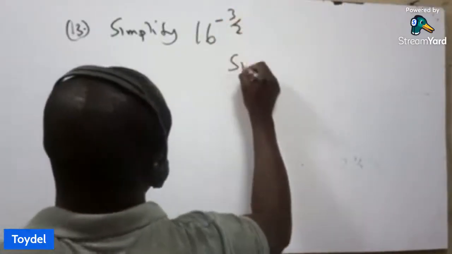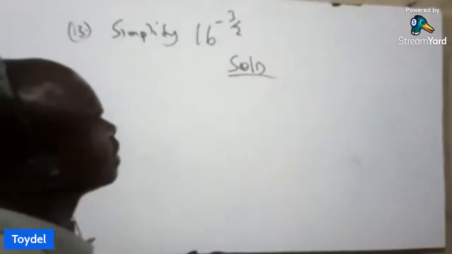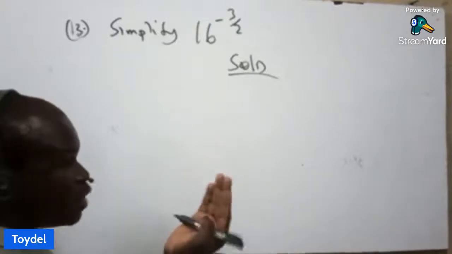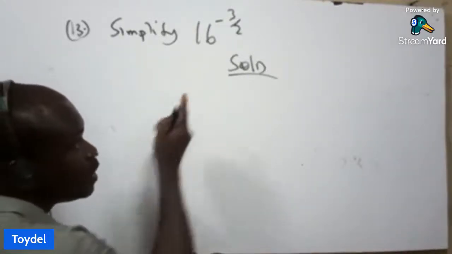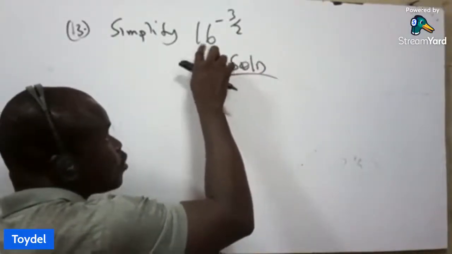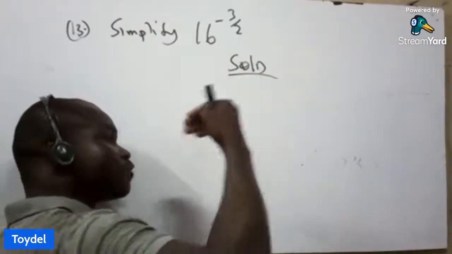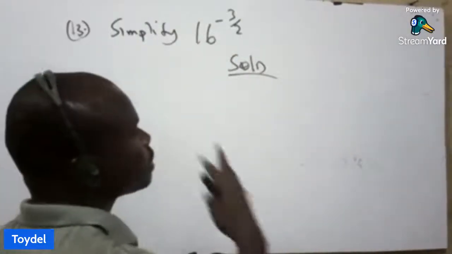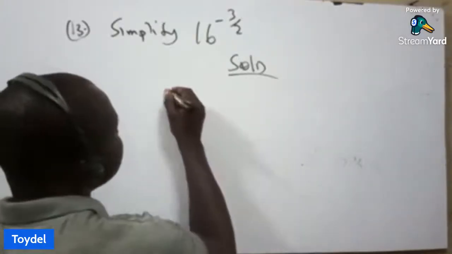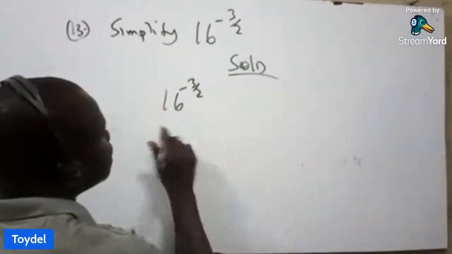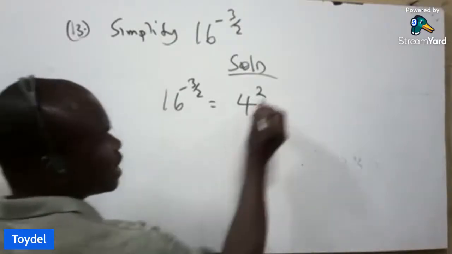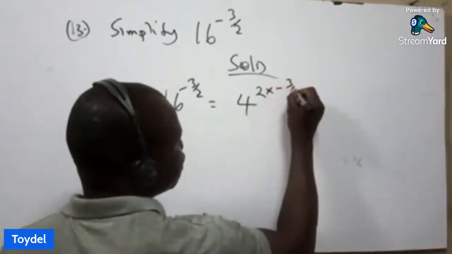-3 all over 2. Look at this now. It's still under indices. When the power is fractional, most of the time just look at the denominator of that power. It is the denominator that will determine what will happen here. Since I have 2 here, I'm going to rewrite this 16 as an index of something that is squared. 16 is divisible by 4, 4 is a factor of 16 because 4 times 4 is 16. So I'll say 16 raised to power -3 over 2. I'm going to change this 16 now to 4 squared, 4 times 4 is 16. So that will be multiplied by -3 all over 2.